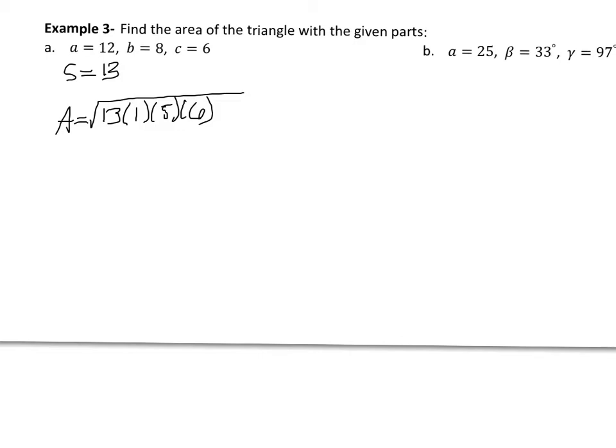Wouldn't it be 1 times 5 times 7? Oh, yeah, 13 minus 6 is 7. Good call. Everybody agree? Joshua? 21.3, right? Yes, and that is units squared, whatever that would be, because we are talking an area here. Okay?